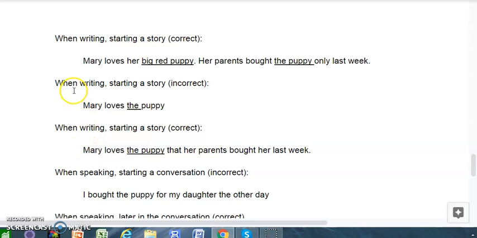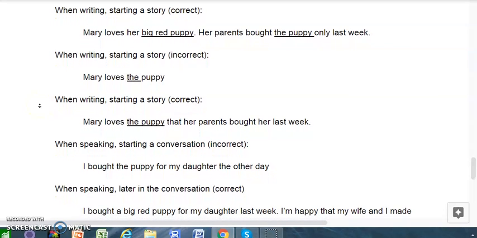When I say context, I mean that whether or not you use the word the, either when you're writing or when you're speaking, depends on whether the noun that you're referring to has been brought up in the sentence or in the conversation previously. So to illustrate this point, let's go through some examples.